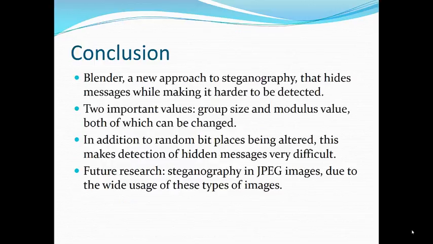Blender is a new approach to steganography that hides messages while making it harder to be detected. It has 2 important values, group size and modulus value, both of which can be changed. In addition to random bit places being altered, this makes detection of hidden messages very difficult. Future research will be steganography in JPEG images due to the wide usage of these types of images. That was avoided for this preliminary presentation because of JPEG's lossy nature.